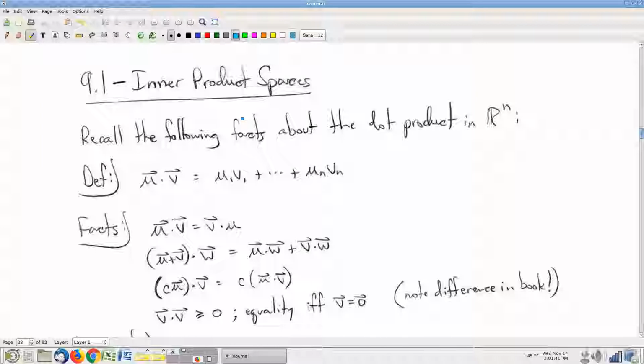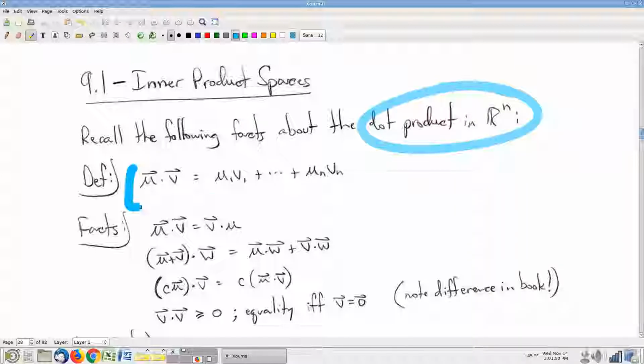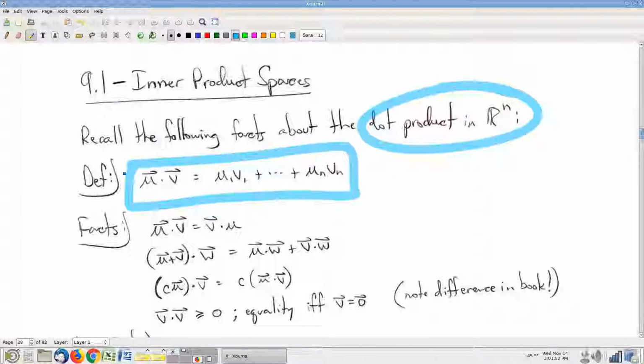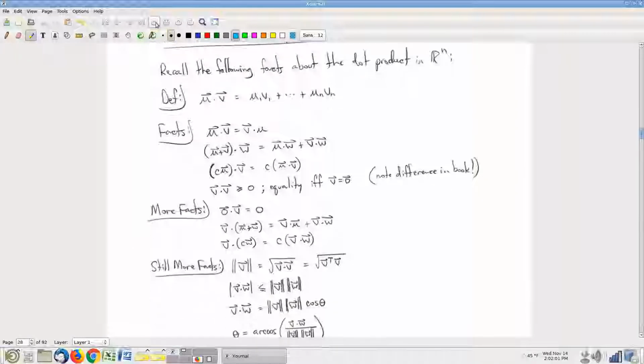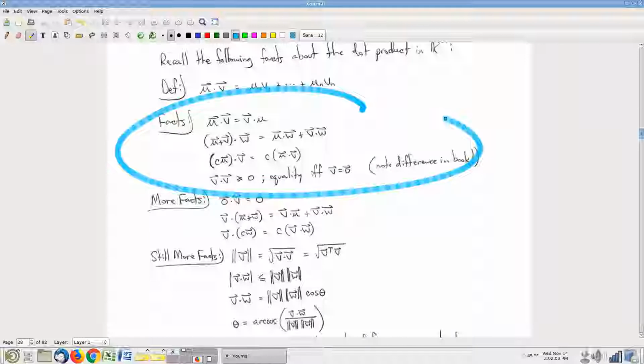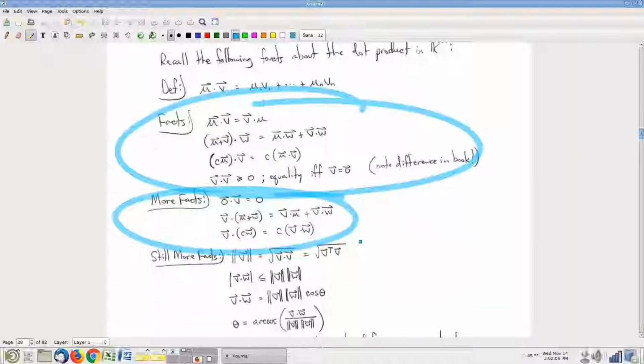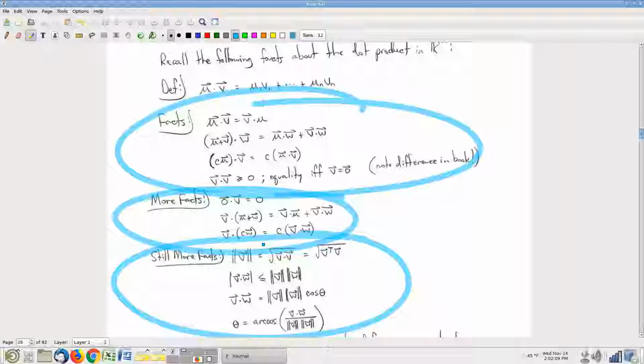So, do y'all remember dot products? I hope you remember dot products. Dot products are a thing in Rn. Here's the formula for it. There are a bunch of different facts about the dot product in Rn. I've got a long list here. Here's what I'm calling some facts, here's some more facts, and here's still more facts. Turns out there are some interesting distinctions about these facts, so that's why I have them separated into 3 groups like that. We'll come back and talk about those in a moment.